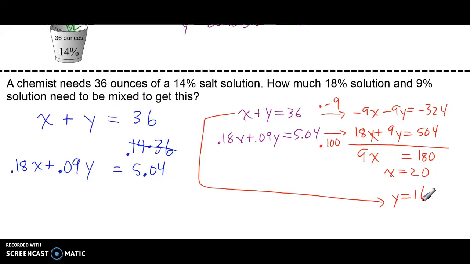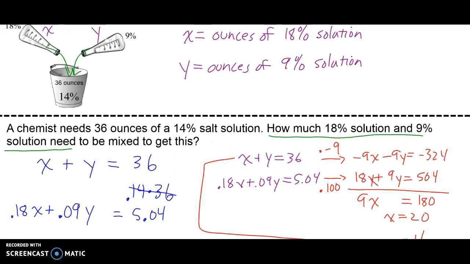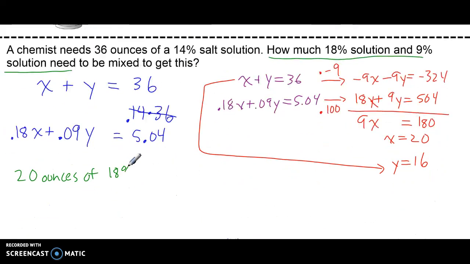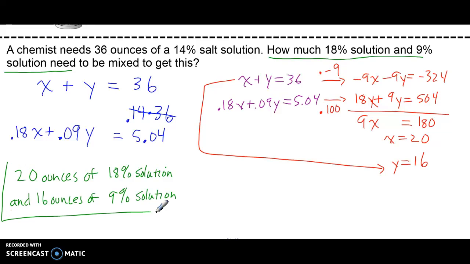All right, are we done? No, we're not done. That's not the end of the problem. You still have to write up a word answer. The question was, how much of these solutions do we need? We need 20 ounces, don't forget units, of X, which was the 18% solution, and 16 ounces of the other stuff, the 9% solution. Word problems should always have word answers.